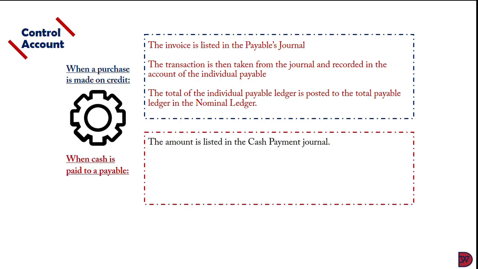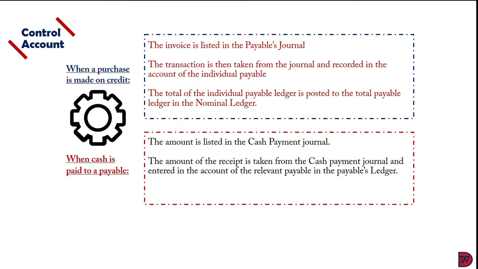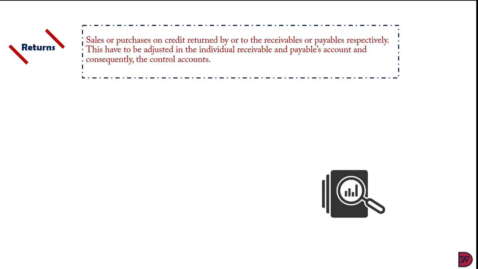Again, when the cash is paid to the payable, the amount is listed in the cash payment journal. So the amount is taken from the cash payment journal and entered in the account of the relevant payable in the payable ledger. The total of the cash payment journal is posted to the nominal ledger. Now let's look at other items that will affect receivables and payables. The first of which is returns. A return is a sale or purchase made on credit which is returned by the receivables, if it's a sale, and by the payables if it is a purchase.